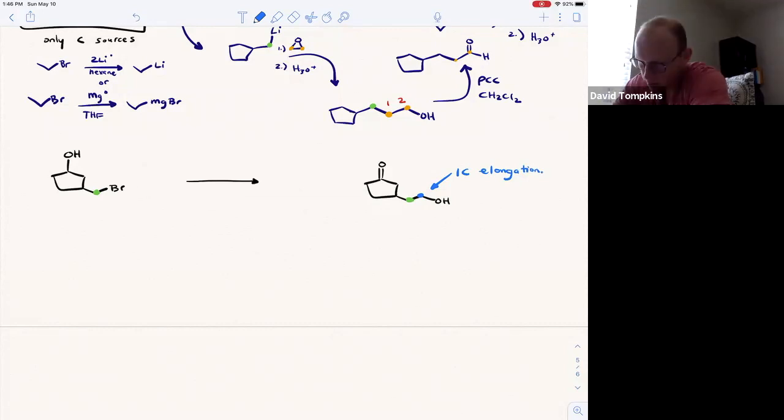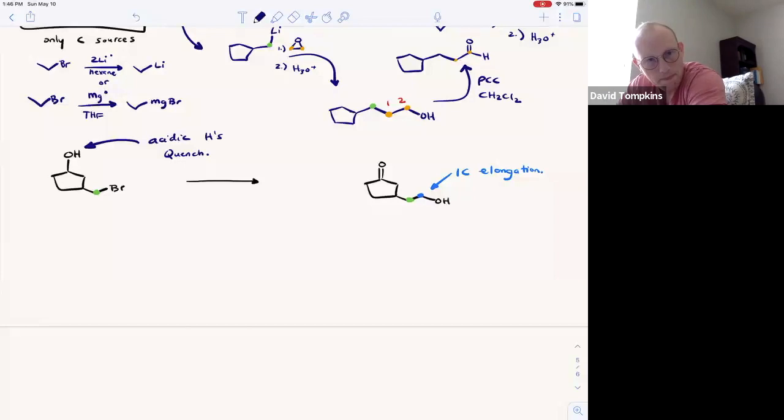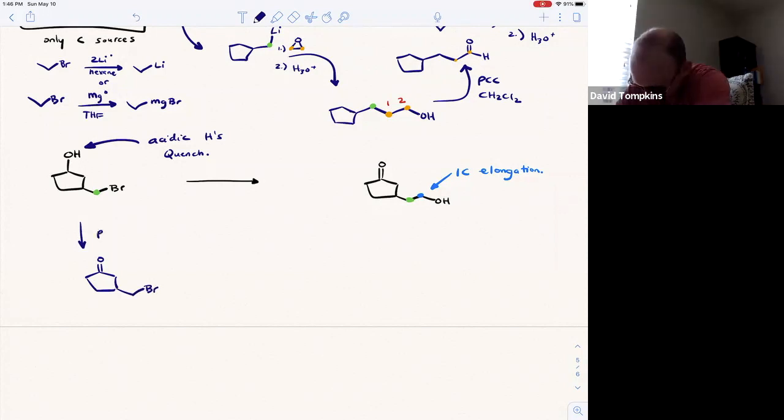So I need to make that into an organometallic. But there's a problem, that I have acidic protons in my starting material, which means those would quench any organometallic as soon as it is made. So before you make an organometallic, you must turn this secondary alcohol into a functional group that can be protected from reaction. And that first involves oxidation of the secondary alcohol to a ketone with PCC.